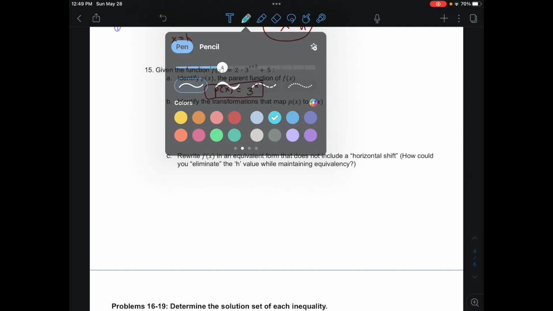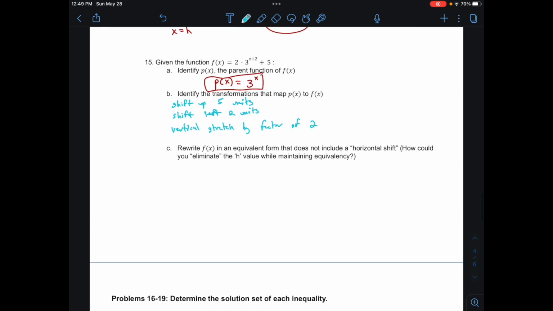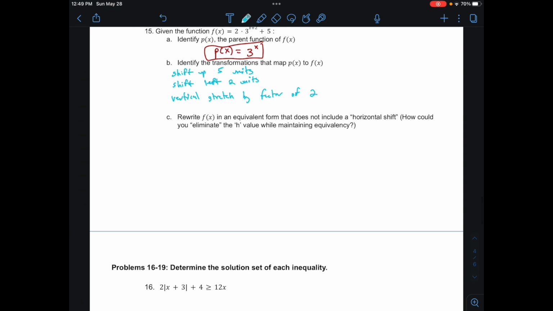Okay. Well, I should have written that down. Okay, so shift up 5 units. Shift left 2 units. Vertical stretch by a factor of 2. So those are the transformations that map p of x to f of x.